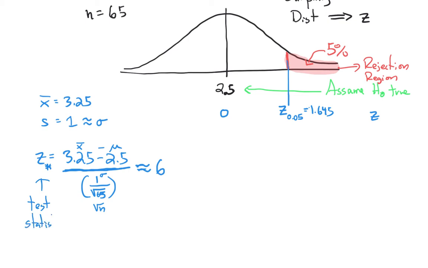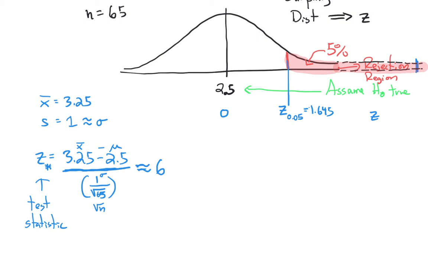So where does our test statistic lie? Well, 6 standard deviations above the mean is way up to the right, very, very far to the right, considerably off the diagram that we just drew. So it's way over here. And I just put a line there so you can see how far over it is. It's well in our rejection region.